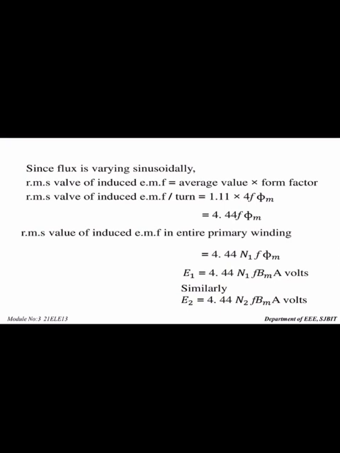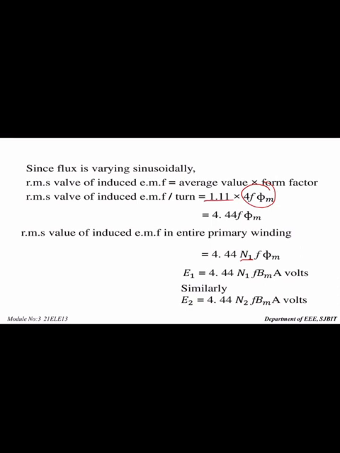Now, if you want the RMS value, we know the relation between the RMS value and the average value: the RMS value is given by the average value into the form factor, where the form factor value will be 1.11. We have already derived the equation for the average value, which is 4f phi m. So the RMS value of induced EMF per turn is given by 4.44 f phi m. Then, for the RMS value of the induced EMF on the complete primary winding, to calculate the total RMS value we should multiply by the number of turns also. So the equation now becomes 4.44 N1 f phi m.